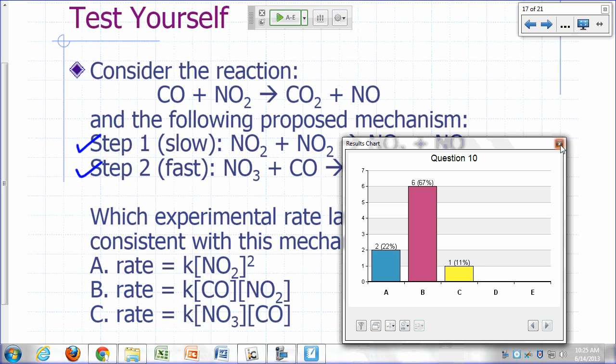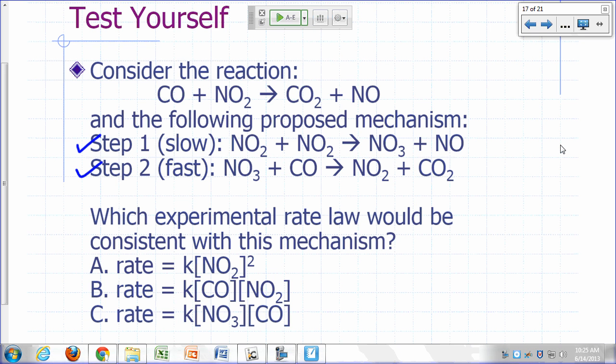Some disagreement here. I'll give you a little time to talk it over and we'll do another poll. What's the rate law for this reaction? You're trying to determine the rate law, you look at the steps. You don't look at the overall reaction, right?